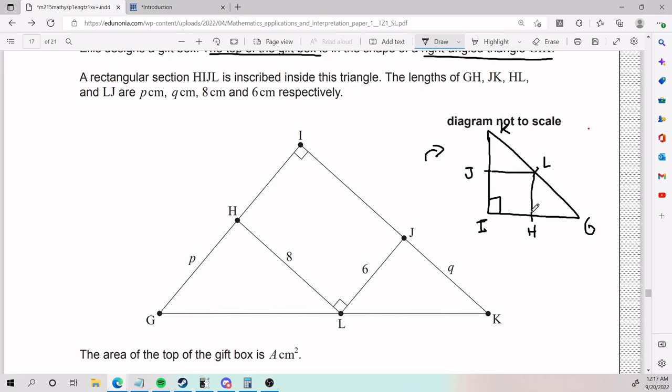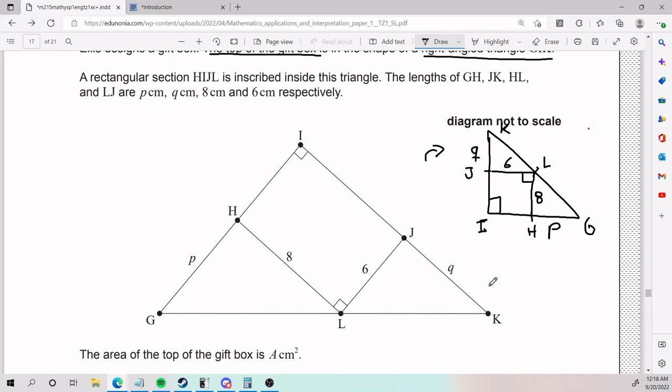And we're going to put these values here as well. J, l is 6. This guy is 8. And that is all we know. See? Oh, we also know, sorry, that this guy is p. And that jk is q. See? Cool.